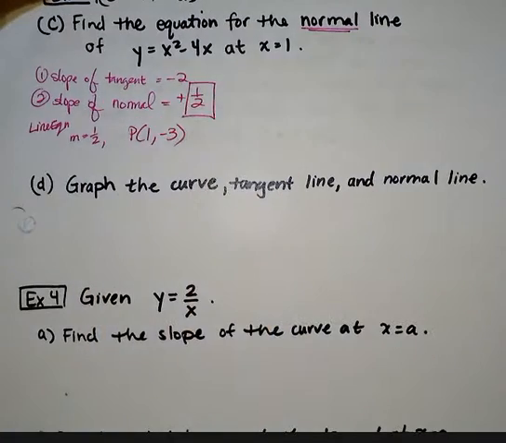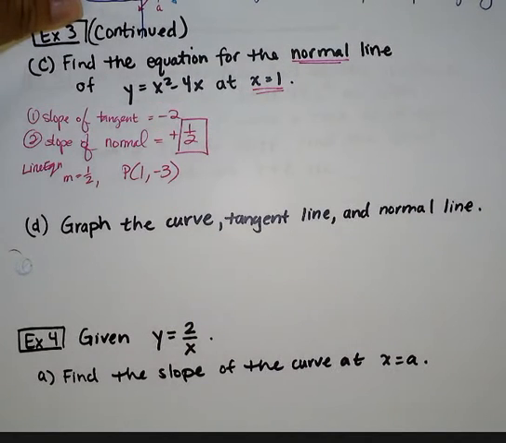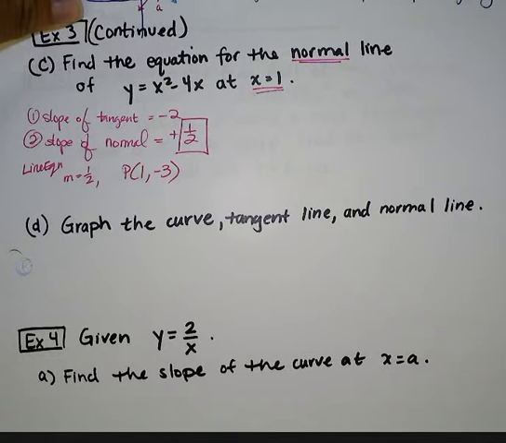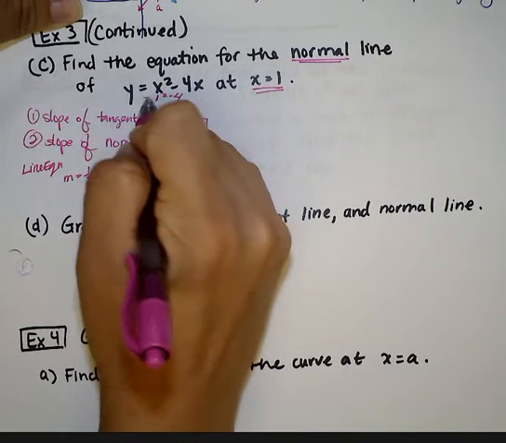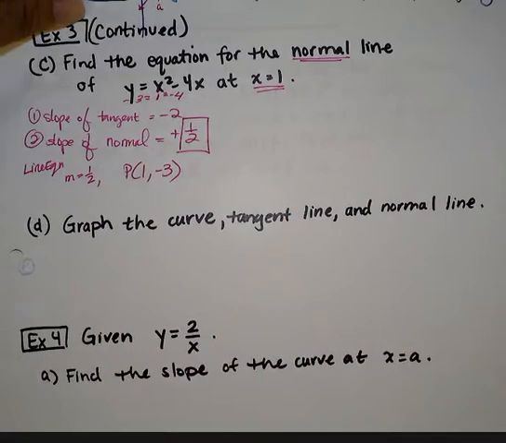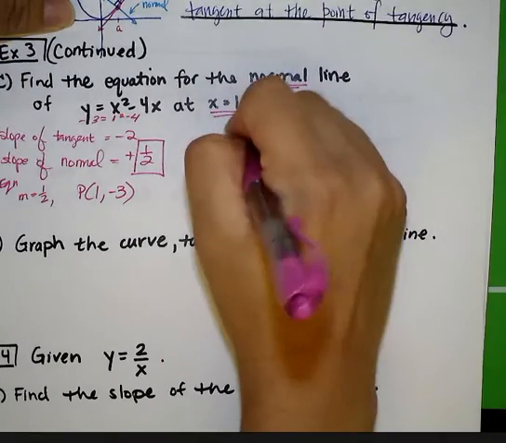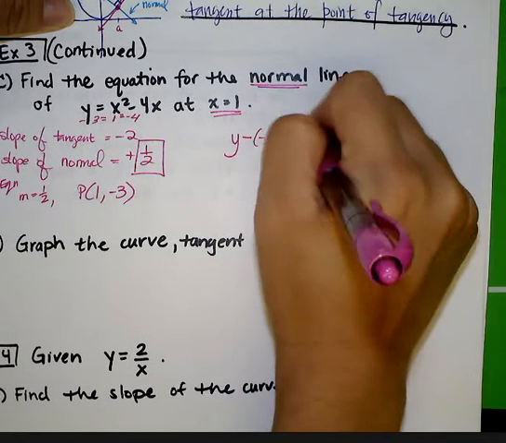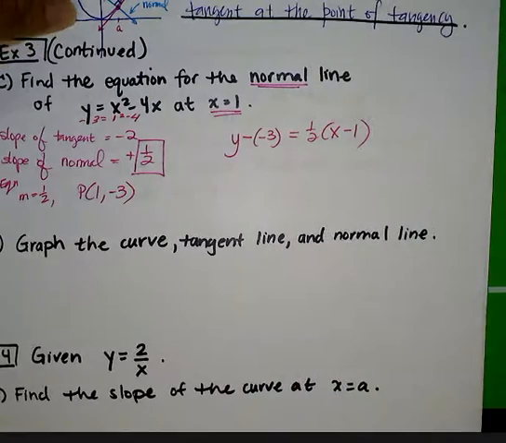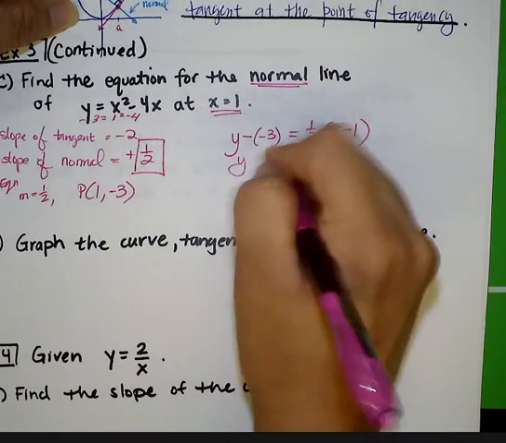Where did I get that -3 from? The 1 is from here. The -3 is from plugging in 1 here: 1 squared minus 4 gives you -3. So if I have a point and a slope, that's easy. All I'm going to do is y minus -3 equals 1/2 times x minus 1. And that's my equation. But a lot of times, I just like to, that's a +3.